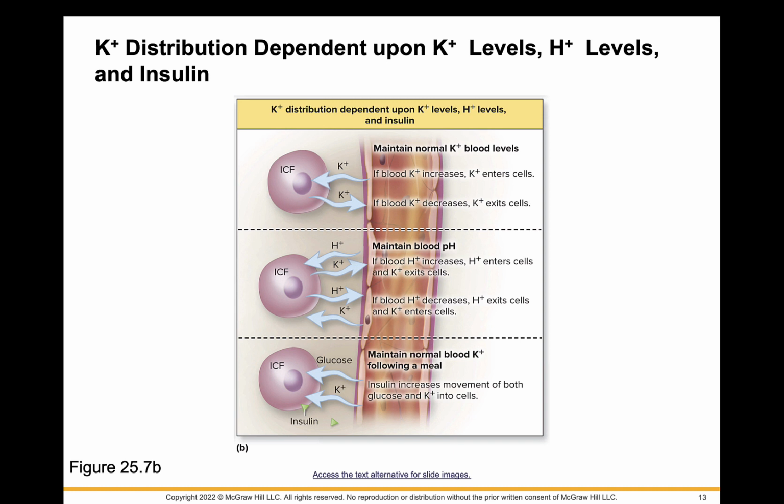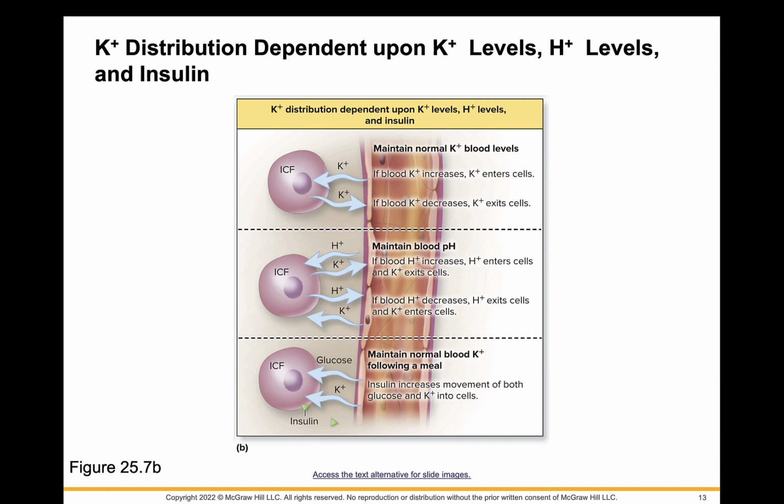Now here we have that diagram that talked about those other factors that will have an impact on the distribution of potassium. The first thing that we're going to be looking at is what happens if blood potassium increases. In that situation, potassium is entering the cell. If we experience a decrease in blood levels of potassium, then potassium will exit the cells. It's also used to maintain pH. If there is an increase in hydrogen ion concentration, hydrogen ion enters the cell and potassium will exit the cell.